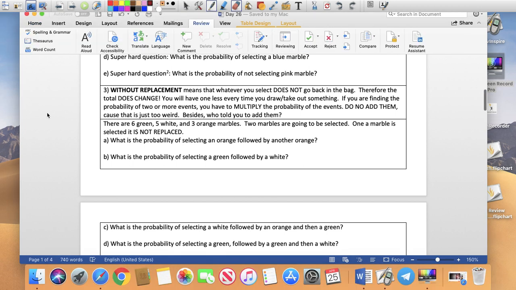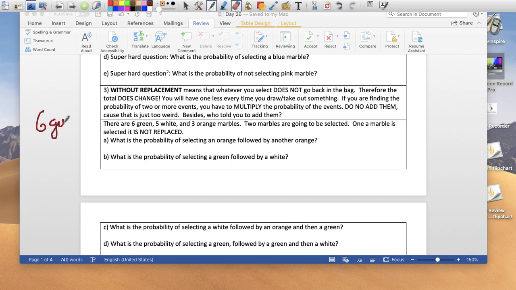So, let's look at this. 6 green, 5 white, 3 orange, which makes our total 14. There's 14 in total again. Okay. So 2 marbles are going to be selected. Once a marble is selected, it is not replaced. So once you take something out of the bag, we do not put it back. So our total is going to change. It's going to have 1 less.